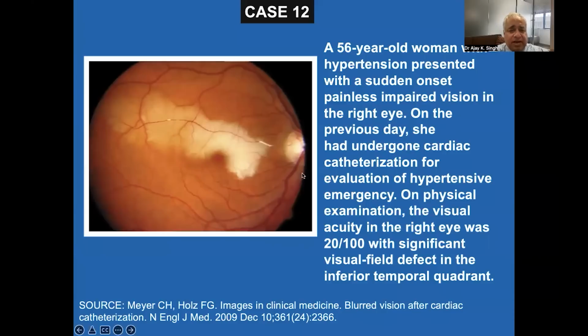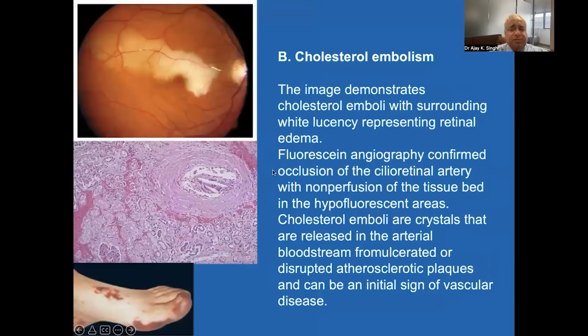And you see here the appearance fundoscopically, and you see this whitish area that's like a sail. And the question is, what does this patient have? This patient, of course, has cholesterol embolism. The image demonstrates cholesterol emboli with surrounding white lucency representing retinal edema. Fluorescein angiogram confirmed occlusion of the cilioretinal artery with non-perfusion of the tissue bed in the hypofluorescent areas. And this patient had cholesterol emboli.